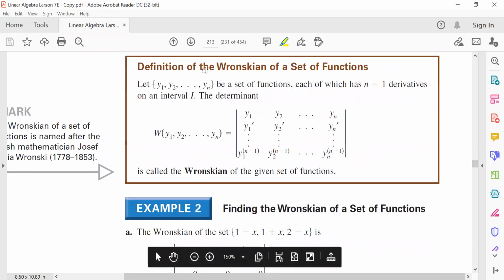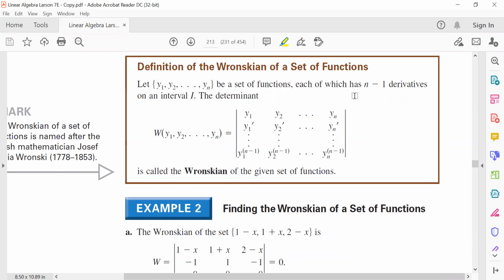Now, first I want to just define what Wronskians are, then I'll get to how we use this for differential equations. If you have a set of functions, y1 through yn, just a bunch of functions, each of which has at least n-1 derivatives in some interval, then the Wronskian of these functions is the determinant of this matrix right here.